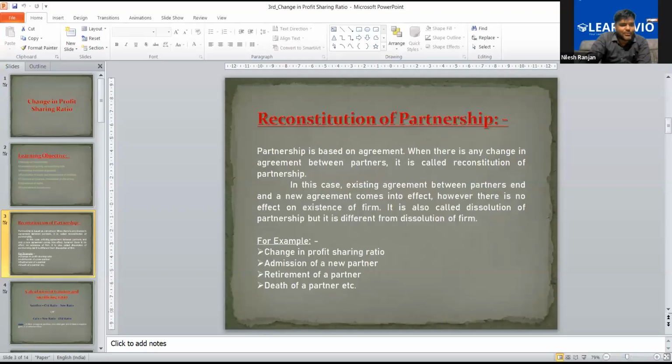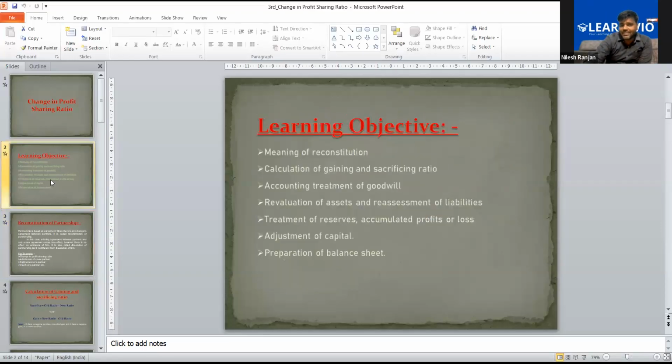That's it. Good. So this is our reconstitution of partnership. Now, what are the topics we have to discuss in this chapter? These are the adjustments we need. First is the meaning of reconstitution, which I have already told you. The first part is calculation of gaining and sacrificing ratio. I think you have already studied these. This is in admission also, retirement, gaining, sacrificing, and the new ratio. So we will discuss this.